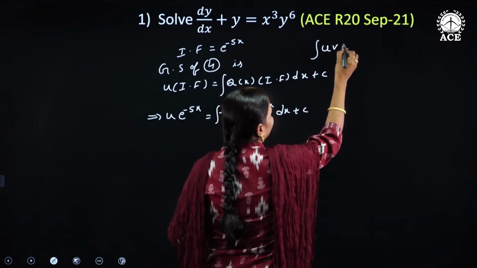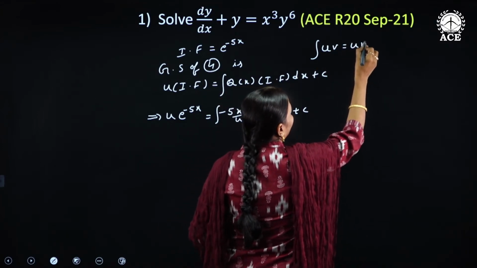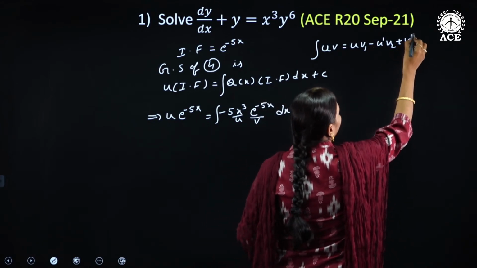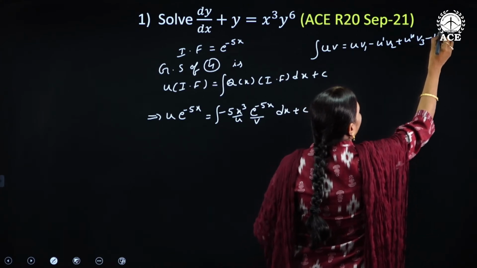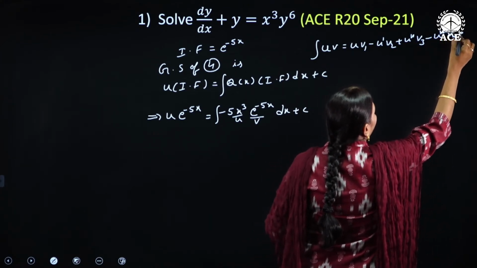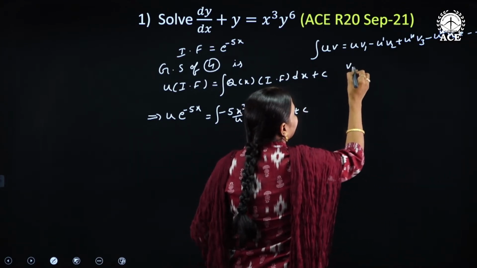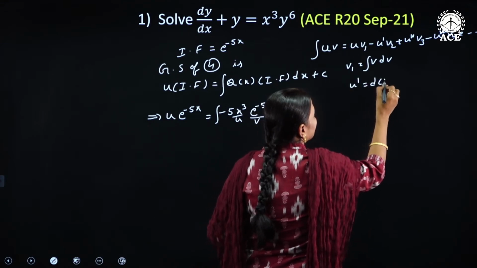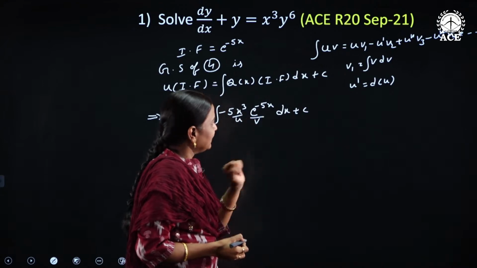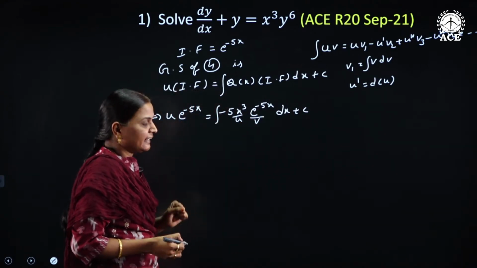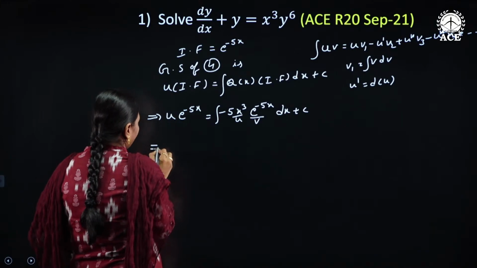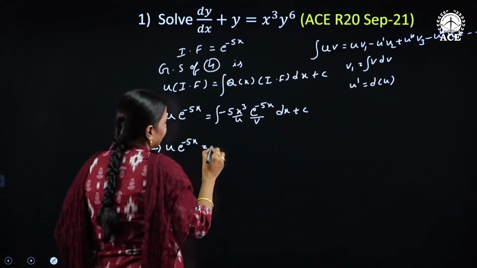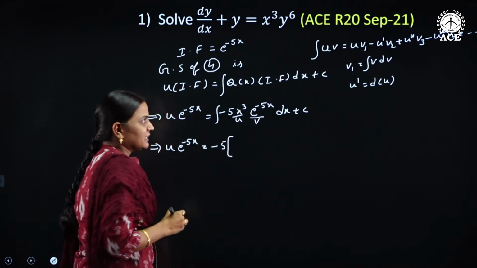Integration of uv is equal to u into v1 minus u dash into v2 plus u double dash into v3 minus u triple dash into v4 plus so on, where v1 indicates integration of v, and u dash indicates differentiation of u. If you apply that formula, then it is very easy to find the integral value. So, now that implies u into e power minus 5x is equal to, here minus 5 is the constant. So, just apply that formula.